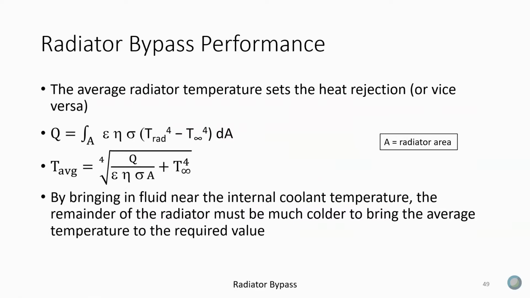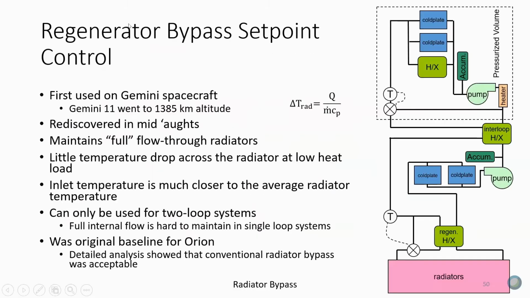So the trick here is, what if we could bring in the fluid that's colder? In other words, put a bypass heat exchanger in line so my hot fluid coming out of my module gives up its heat to the return fluid and brings that up, so that I can lower my inlet temperature to the radiator. So while maintaining the same average radiator temperature, my outlet temperature now comes up and I'm not as much at risk of freezing. And so that's the idea of the regenerator bypass set point.